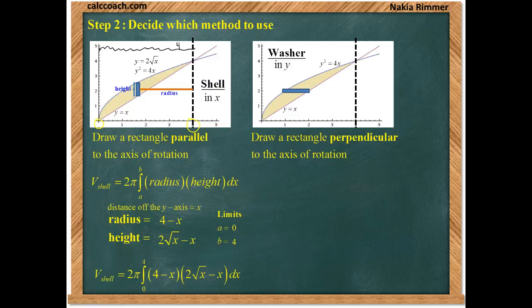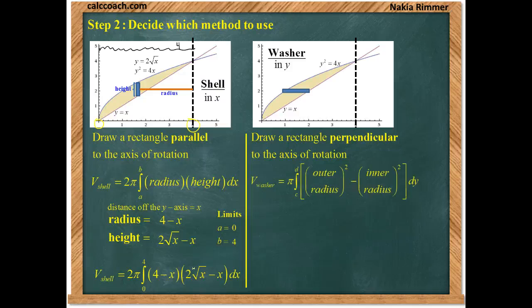Multiply the radius times the height and integrate that. Let's look at washer, and we'll pick one of the methods to do. With washer, the formula is the outer radius squared minus the inner radius squared, and you integrate that. And we know we're in y. Now because we are in y, we can't have this formula like this. We have to solve it for x.